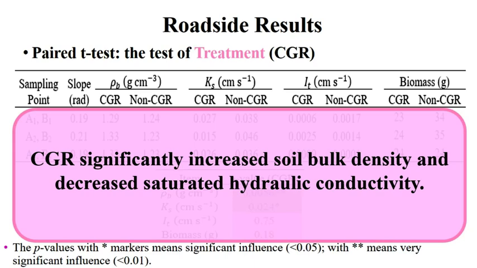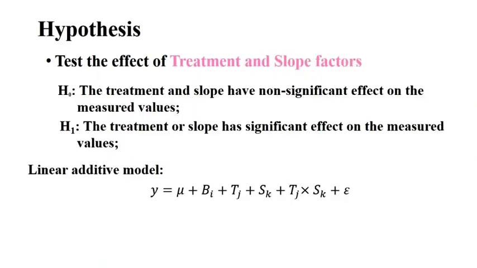We may wonder, does slope also have effects on this? So we did a further data analysis. We want to use ANOVA to test the effects of treatment and the slope factor. Our null hypothesis is the treatment and slope have non-significant effects on the measured values. The alternative hypothesis is the treatment and slope have significant effects on the measured value.